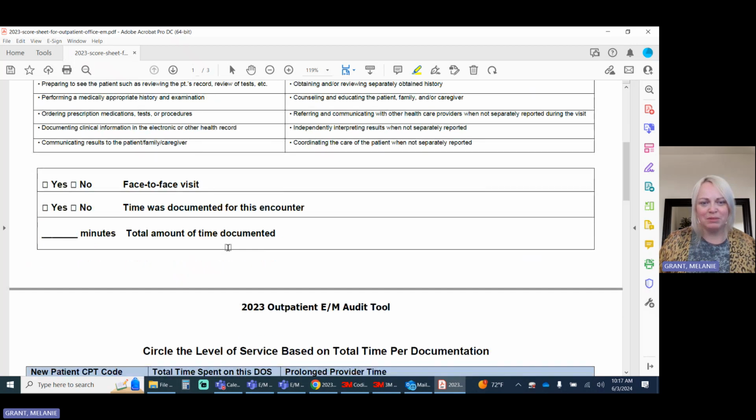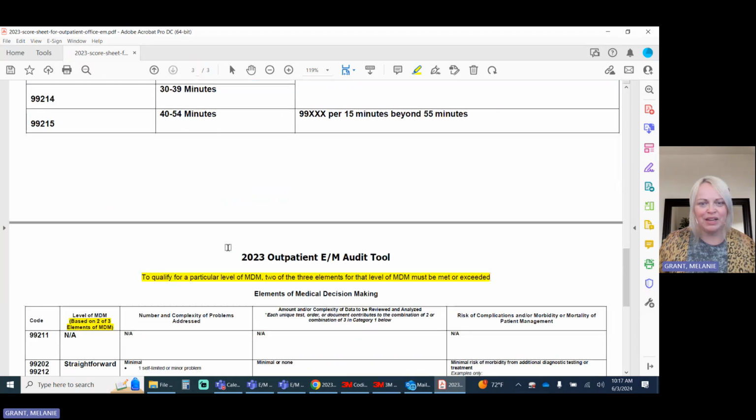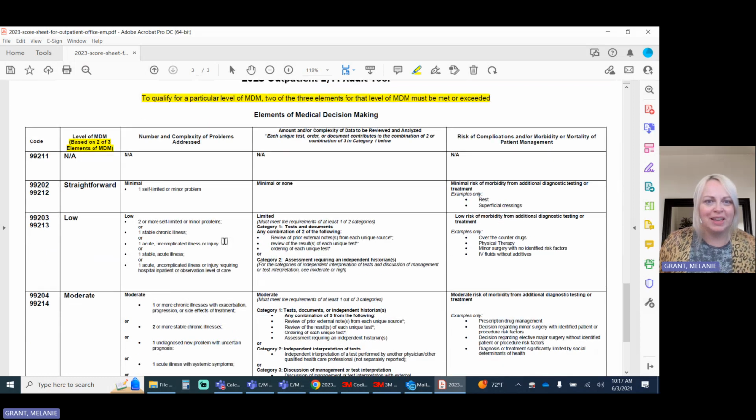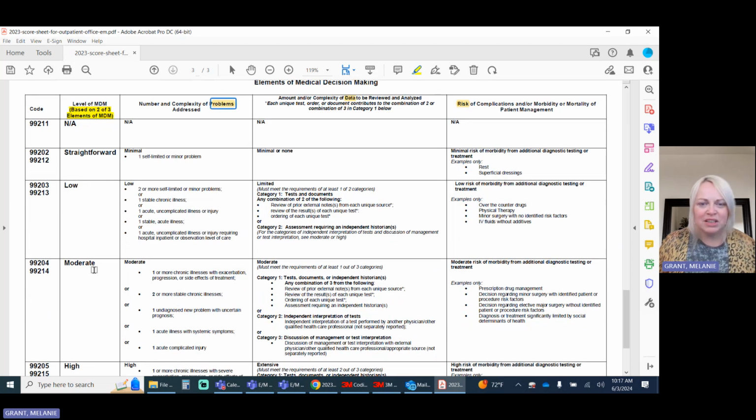Okay, now you'll notice there's a few extra things in here. We're going to skip these first couple of pages and come straight down to page 3 for our audit tool that we were just looking at. And there's a couple things that we're going to see. 2 of the 3 elements for the level of medical decision must be met or exceeded. So that's just talking about these elements at the top. And again, those are, what are your problems? What is the data? And what are the risks to the patient? Okay. So you'll notice here the level of medical decision is 2 of 3. It's highlighted again for you. And then you'll just come in here and determine based off of your documentation.